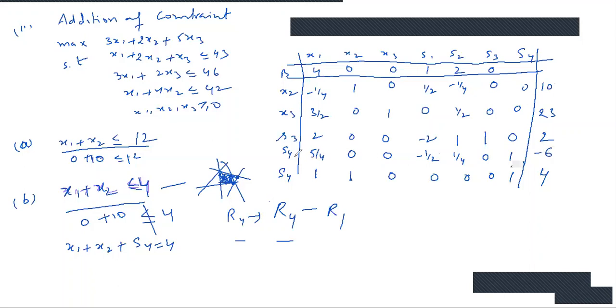Now you see S4 is in the basis, in the simplex format 1, 0, 0. S3 has 0, 1, 0. So I have all the things in simplex format. Now I can erase the last row. I don't need this last row.